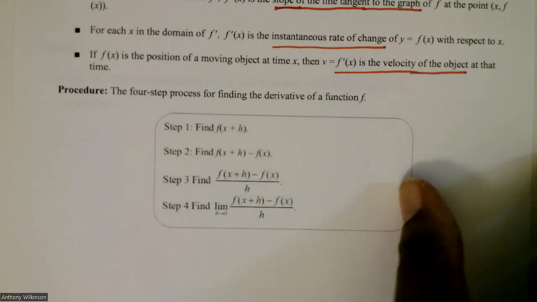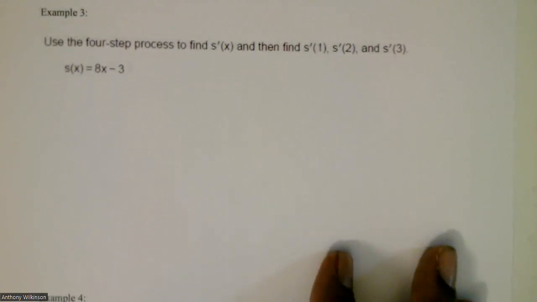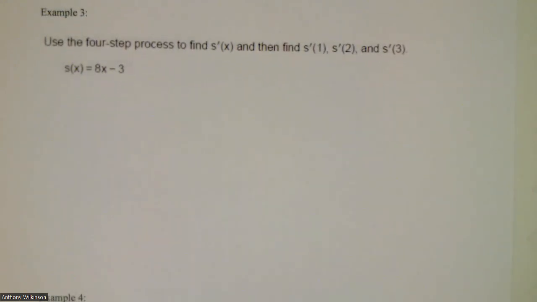So here we're going to apply that 4-step procedure to some of these examples that I have in this video. So here's one of them right here. Here you're going to use the 4-step process to find s prime of x, and then find s prime of 1, s prime of 2, and s prime of 3. So in this case here, we have s of x is equal to 8x minus 3. So here we're going to find s prime of x using that four-step process.